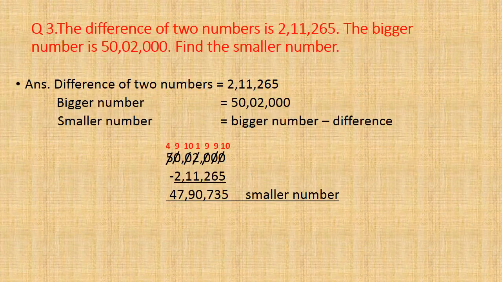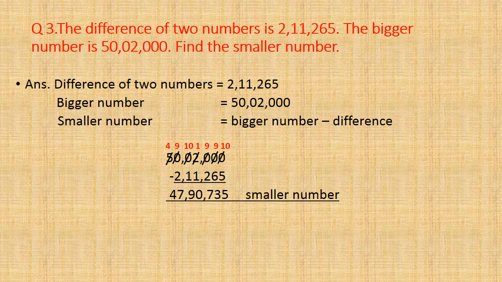Question number 3. The difference of two numbers is 2,11,265. The bigger number is 50,02,000. Find the smaller number. So as we can see, the difference of these numbers is 2,11,265. Bigger number means minuend will be our 50,02,000. Now we have to find out the smaller number, means subtrahend.